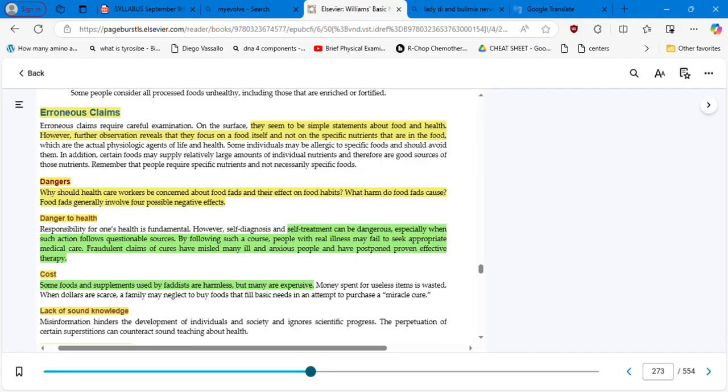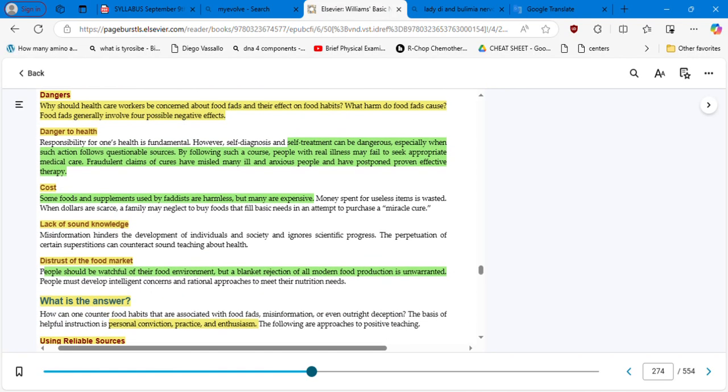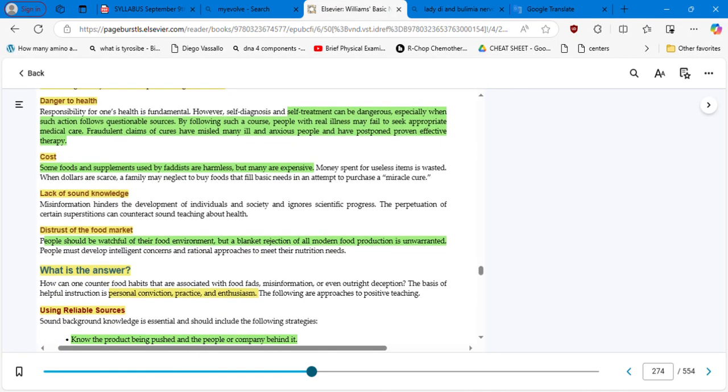Dangers. Why should healthcare workers be concerned about food fads and their effect on food habits? What harm do food fads cause? Food fads generally involve 4 possible negative effects. So, danger to health. Self-treatment can be dangerous, especially when such action follows questionable sources, right? By following such a course, people with real illness may fail to seek appropriate medical care. Fraudulent claims of cures have misled many ill and anxious people and have postponed proven effective therapy.